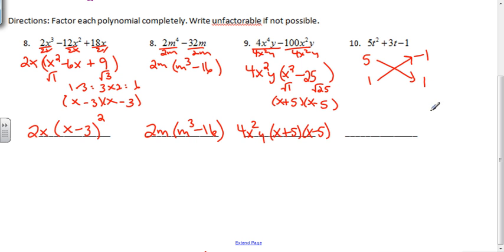I could switch the negative around. But 1 times negative 1 is negative 1. 5 times 1 is 5. If I add those up, I get positive 4. So that didn't work because I'm supposed to get a 3 in the middle. So switch the sign. Make this one positive and make this one the negative. All that's going to do is give me a negative 4. So I've tried every possibility that I could possibly try with the Korean method, and none of them worked. So I would say this is unfactorable.